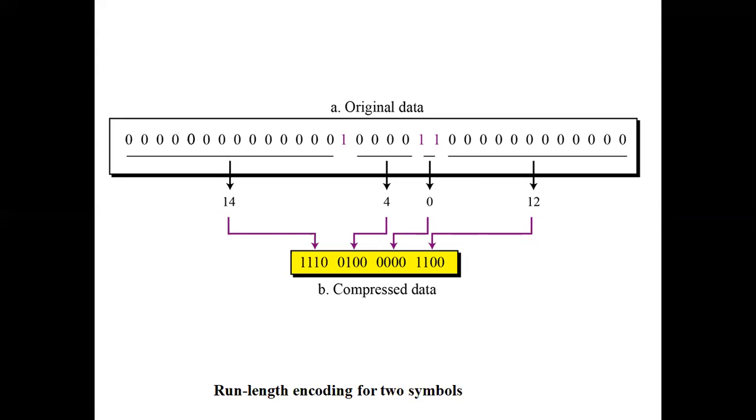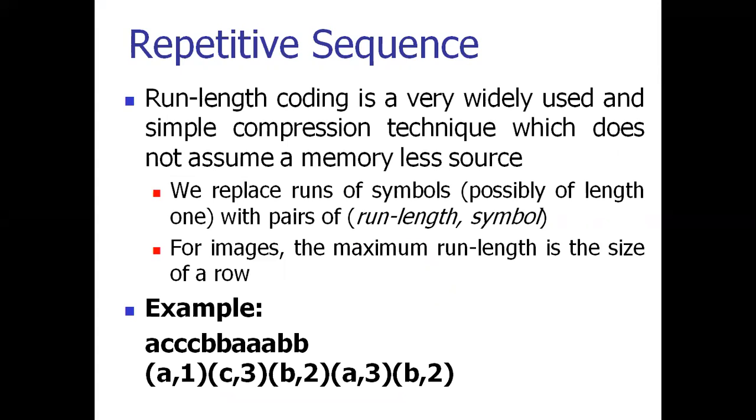So you can see the compressed data has again reduced the digits: 14 plus 4 makes 18, and 18 plus 12 makes 30 bits, reduced to just 16 bits. So that's again a big reduction. The repetitive sequence algorithm like run length encoding is a very widely used and simple compression technique which does not assume much of memory resources.